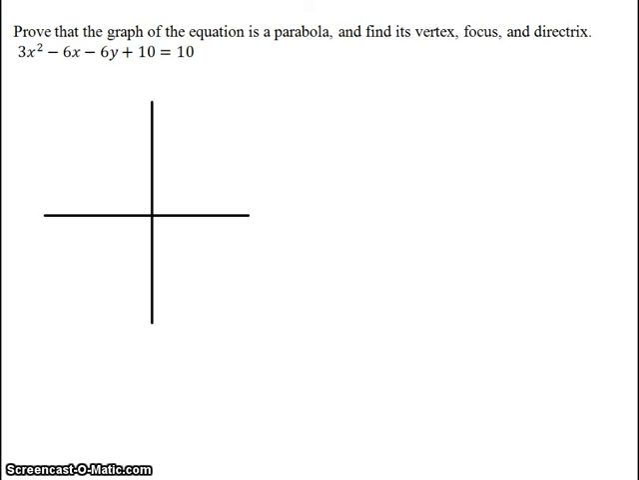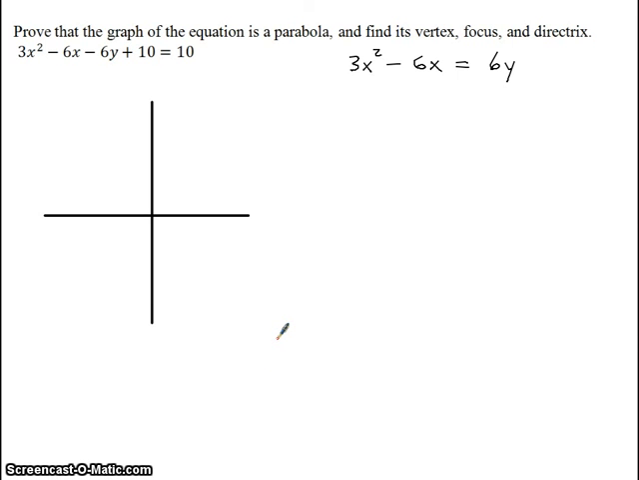We want to prove that this is the equation of a parabola, and then we want to find the vertex, focus, and the directrix. What that means is we need to complete the square with this equation. Remember that when we complete the square, we can't have a coefficient other than 1 right next to, in this case, the x squared. What I want to do is isolate the x's to one side and then pull everything else to the other side so that we can complete the square. Let's go ahead and write that out.